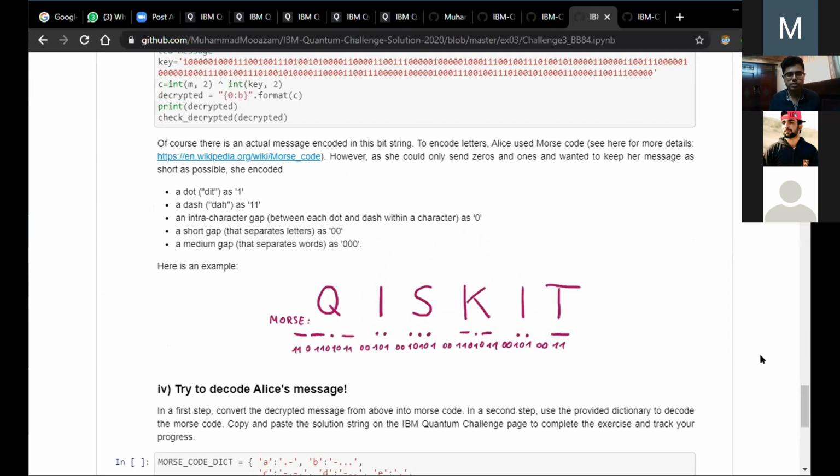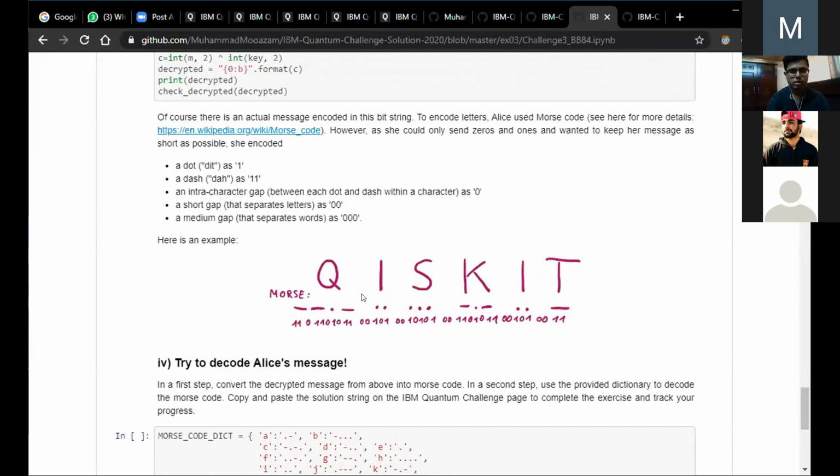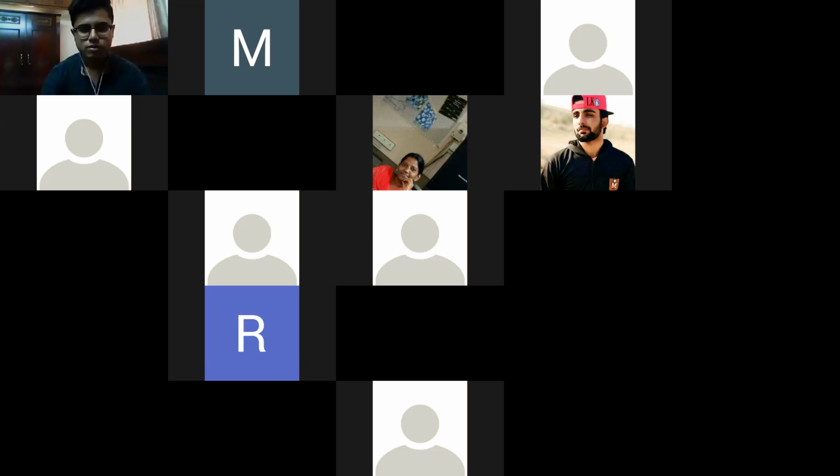Then he sent it to the receiver. Bob received the encrypted message. He decrypted it, which he already did before. Now he changed it into Morse code, then Morse code to alphabet. The binary number here is not showing, but it was showing on the IBM website. So what is this thing? Morse code. Let's see Morse code in the PPT section.